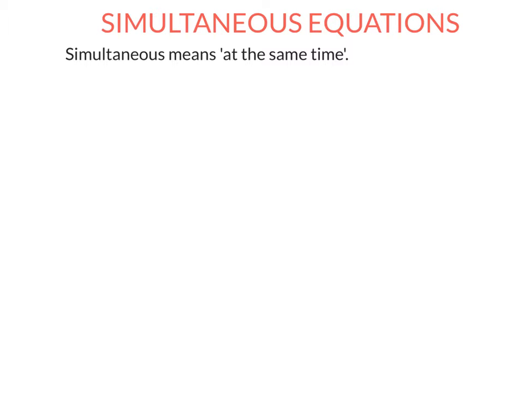Thank you so much for tuning into this video on simultaneous equations. Simultaneous means at the same time. What we're doing here is we're going to have two equations and we want to find a solution that solves both equations at the same time. Let's look at an example.